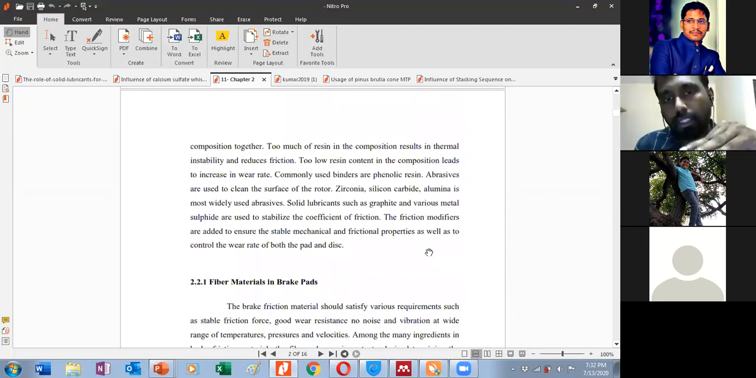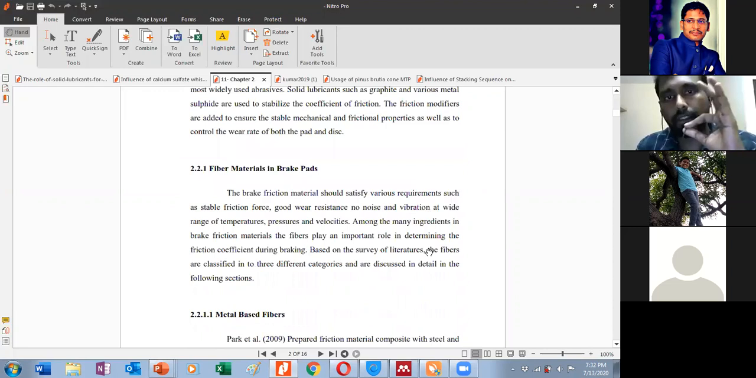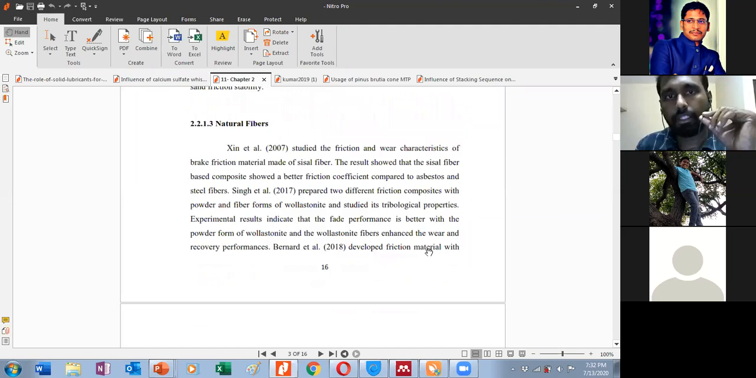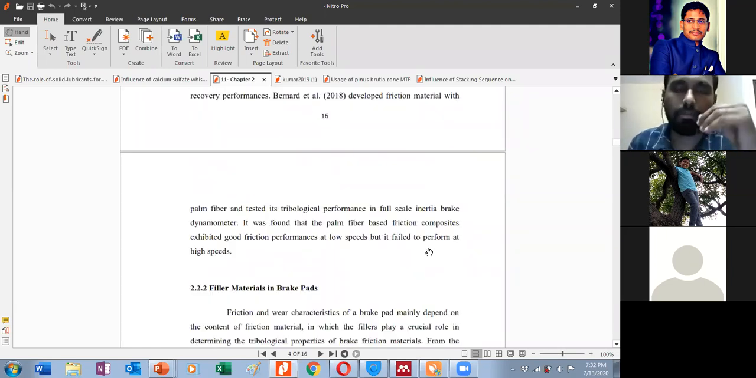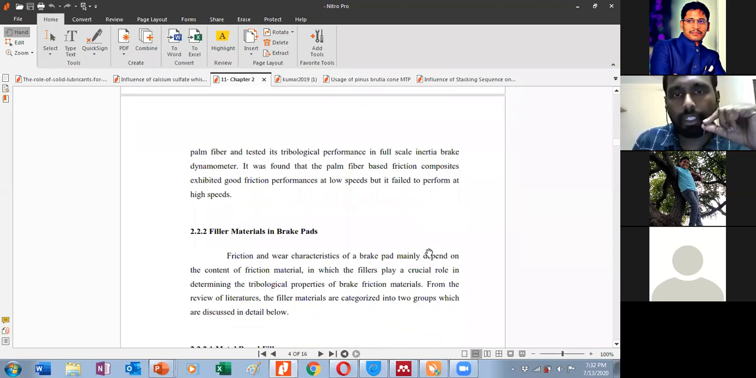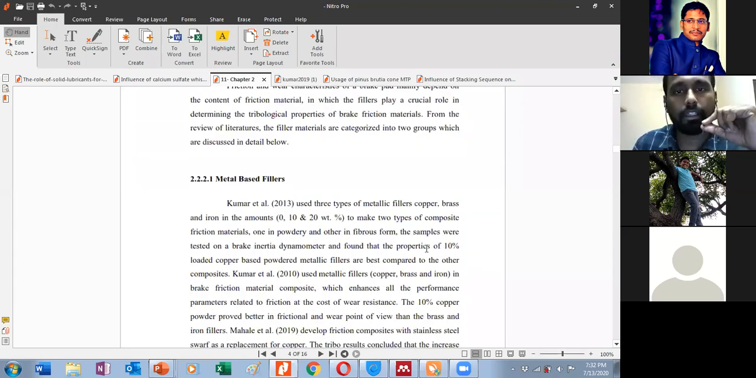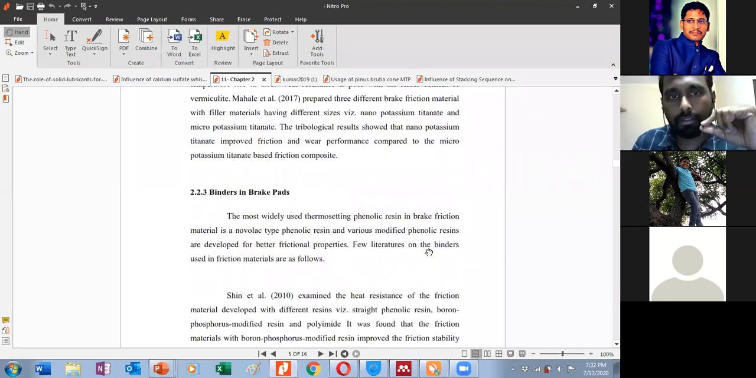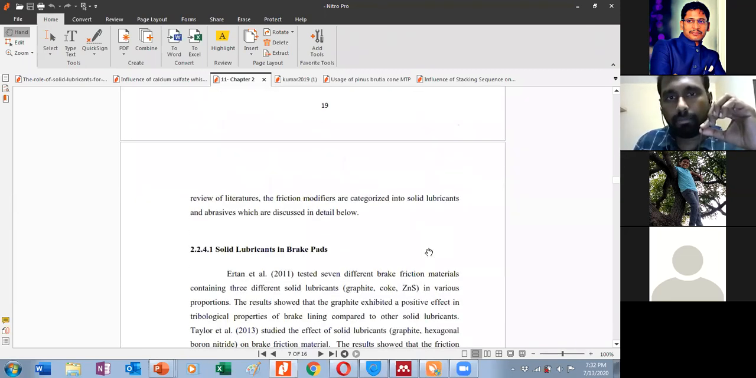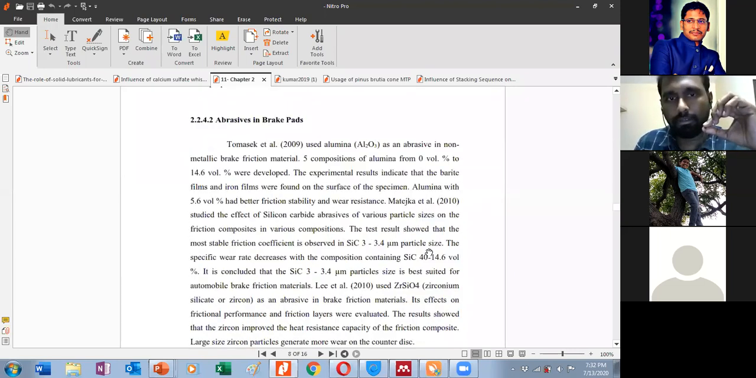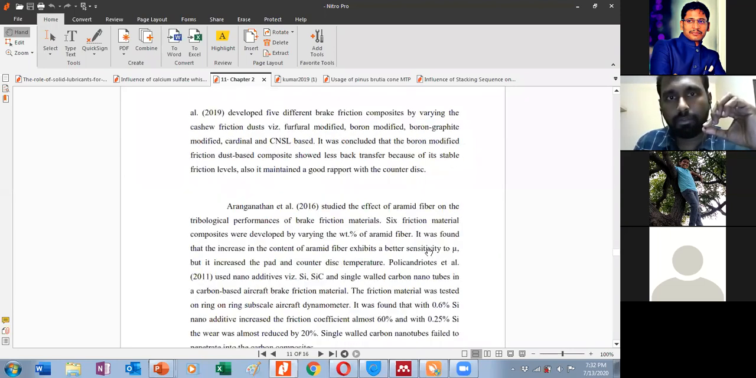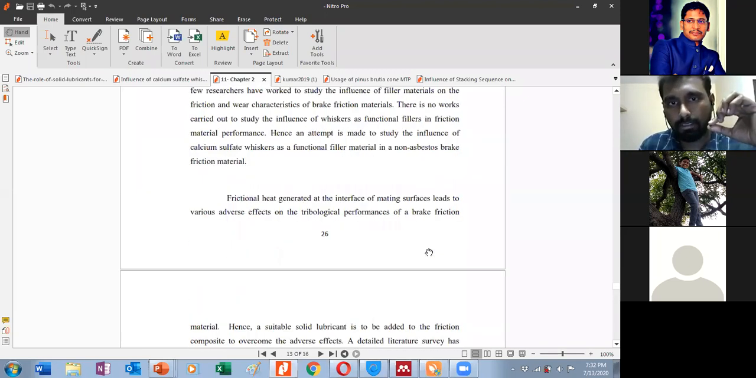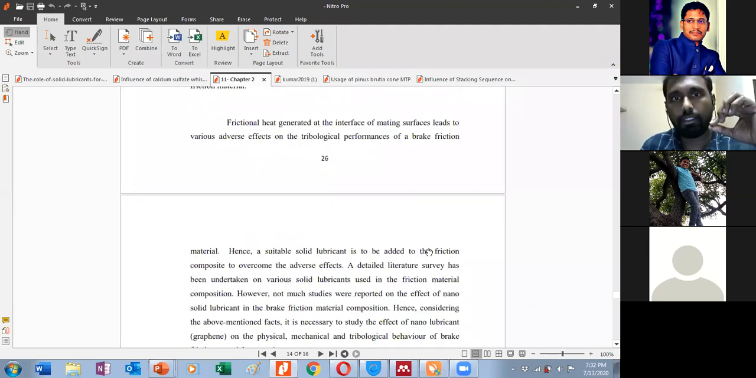We have categorized what kind of fiber materials, filler materials, organic fibers, and natural fibers. In my case of research, we have grouped the materials, and then grouped the literature based on the materials. And then finally, after this literature, we have these inferences.